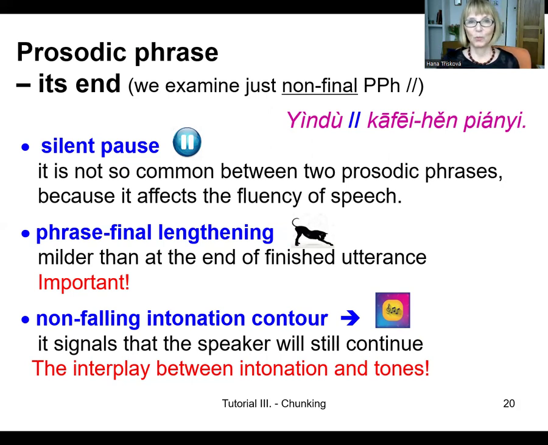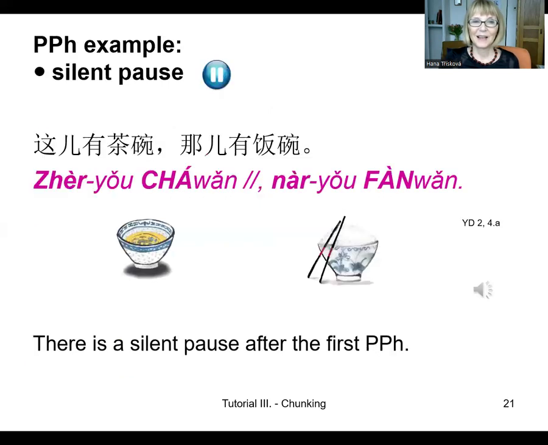So what's more common is a phrase final lengthening. It's milder than at the end of finished utterance, but it's there and it's very important. And finally, there is some intonation contour. It signals that, because it's non-falling, the speaker will still continue. And again, remember the interplay between intonation and tones. We'll speak about it in our last tutorial.